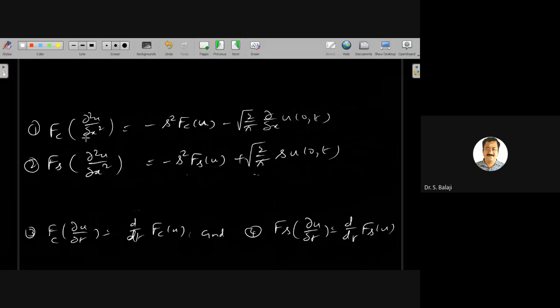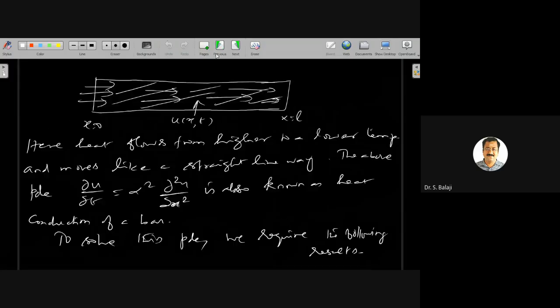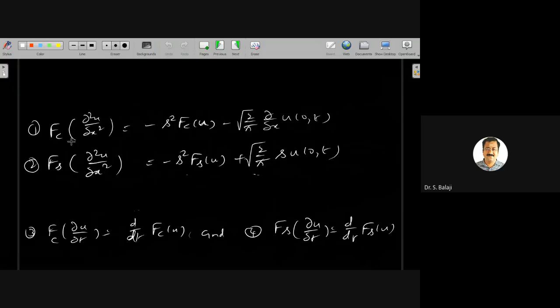Write that first one, FC of dou square u by dou x square, because the equation contains dou square u by dou x square; this is dou u by dou t here. Therefore, if you apply the Fourier cosine transform on dou square u by dou x square, you get the result as minus s square FC of u, minus root of 2 by pi dou by dou x of u(0, t).